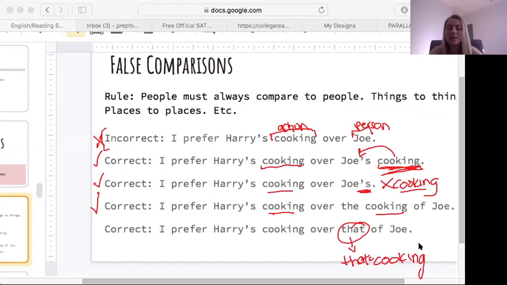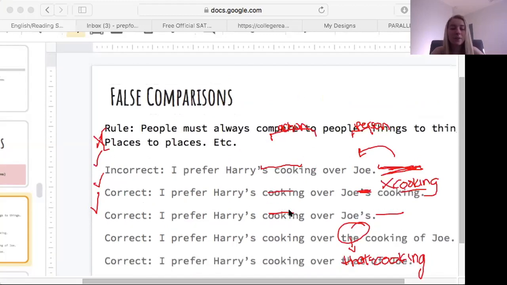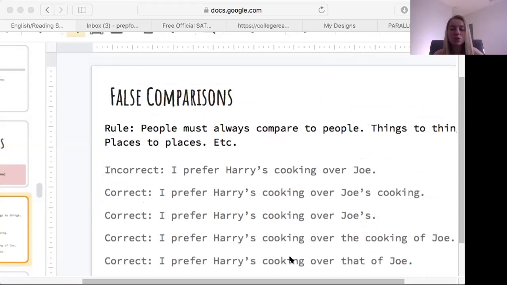And we'll see that on the next slide in a second. However, here we say, I prefer Harry's cooking over that of Joe. So in this case, essentially what you could do is plug in "that" for anything that is singular. Even though it might sound a little bit weird, it still works because what this is saying is I prefer Harry's cooking over the cooking of Joe.